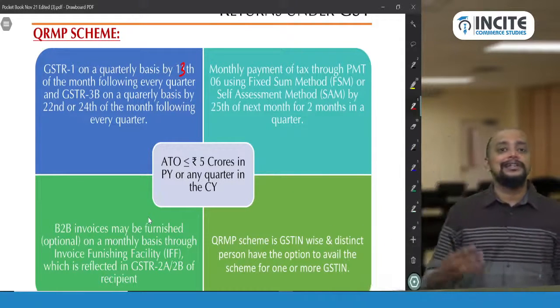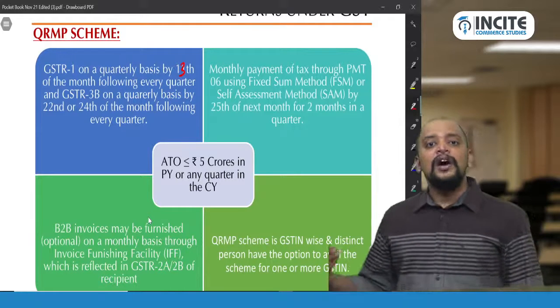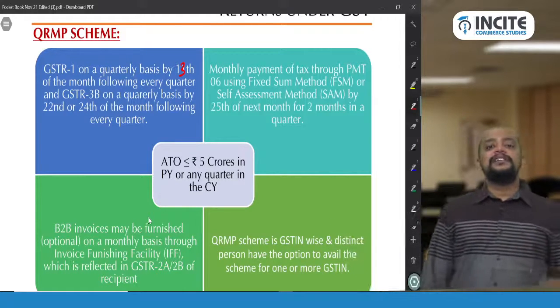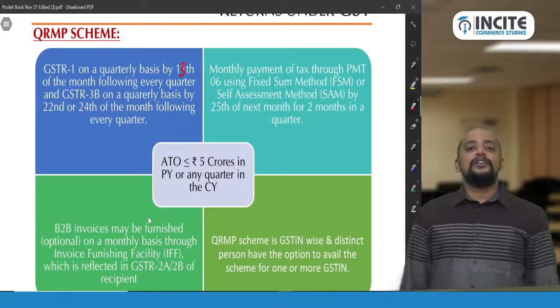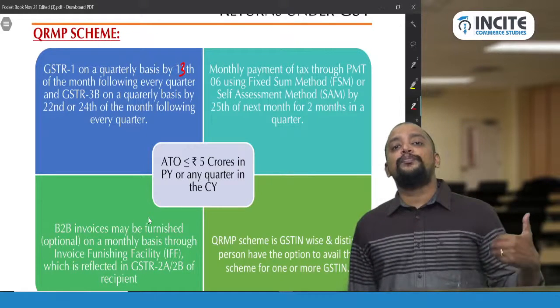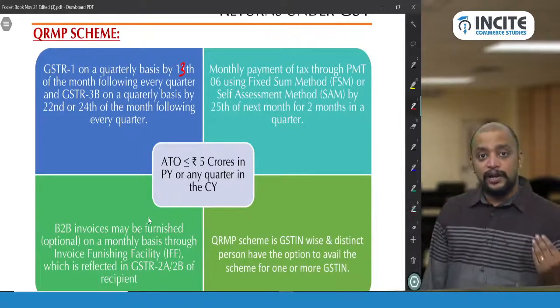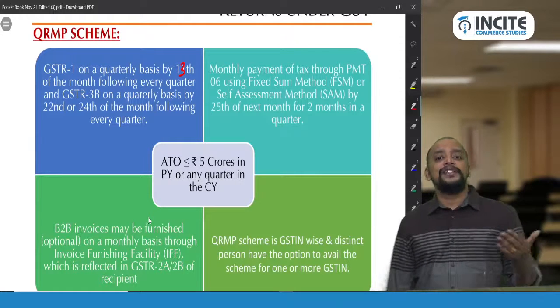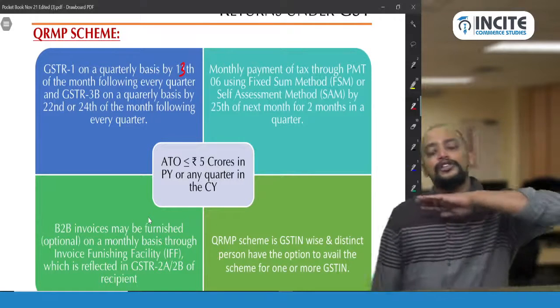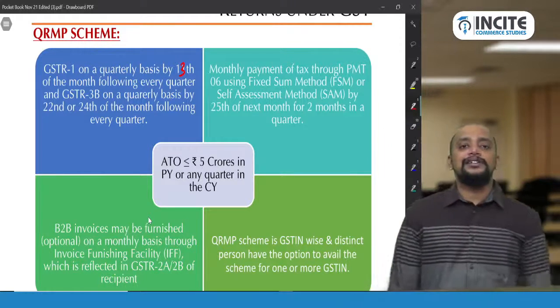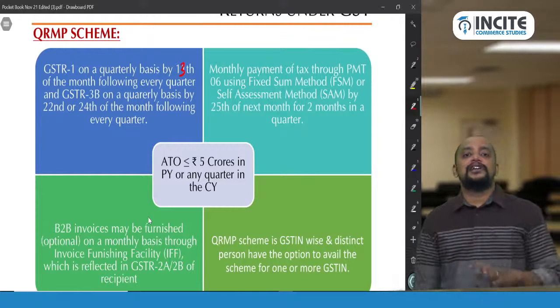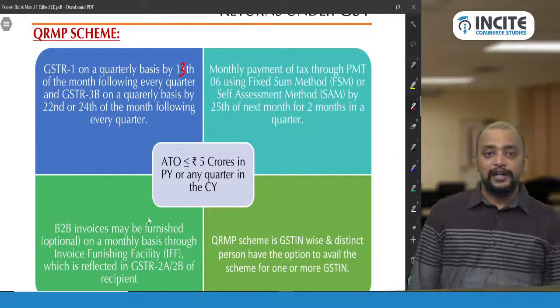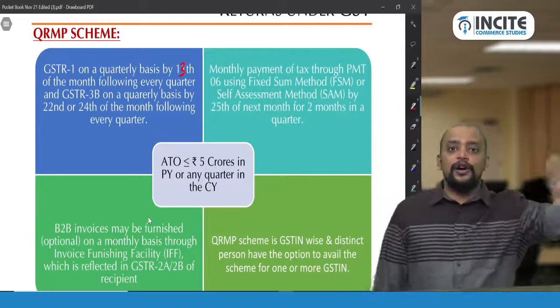Which returns? GSTR1 and GSTR3B on a quarterly basis. Previously there was one point: if the aggregate turnover during the previous year did not exceed 1.5 crores, they could file GSTR1 on a quarterly basis, but they needed to file GSTR3B on a monthly basis. That point is gone. Now it is the same for everyone: aggregate turnover during the previous year does not exceed 5 crores. So that 1.5 crore is gone, it is 5 crores.